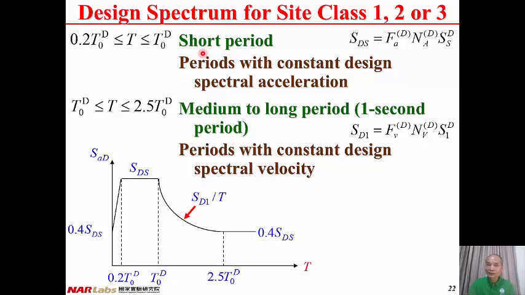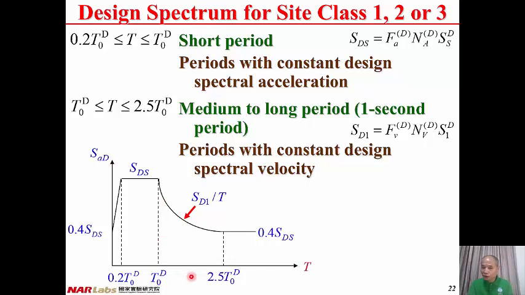One name is short period. The other name is the period with constant design spectral acceleration. Therefore, we use S to stand for short period, A to stand for period with constant design acceleration, and small a also stands for the period with constant design spectral acceleration. No matter whether the subscript is S, capital A, or small a, they all represent the same range from 0.2 T0D to T0D.